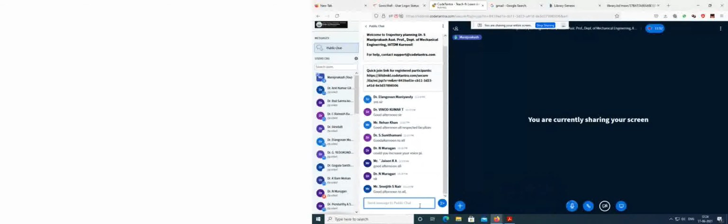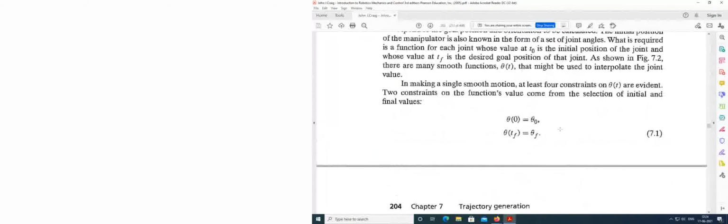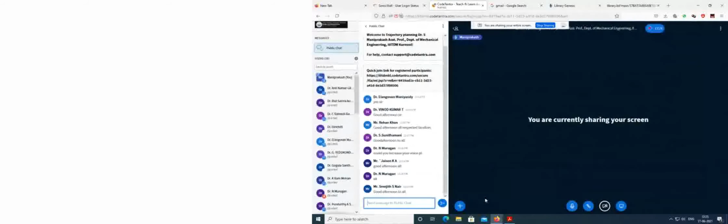So we have four coefficients, a0, a1, a2 and a3. In order to calculate all these four, we need four constraints or four equations, but what we have is two equations. The initial theta has to be theta naught and the final theta has to be theta f. So what are the other two constraints? Anyone?